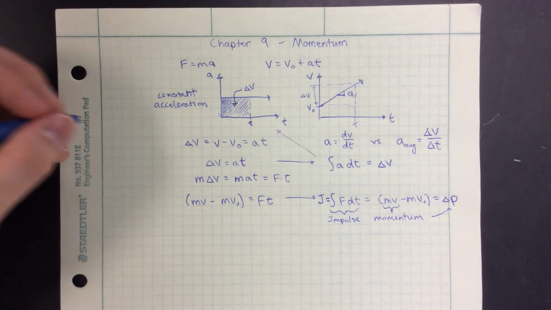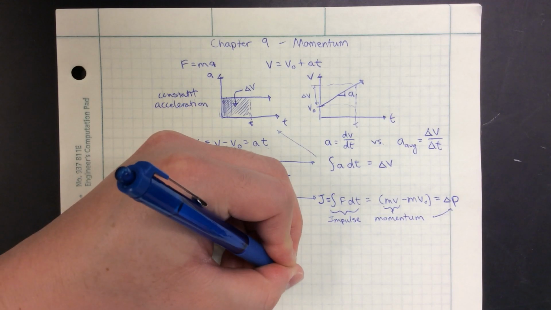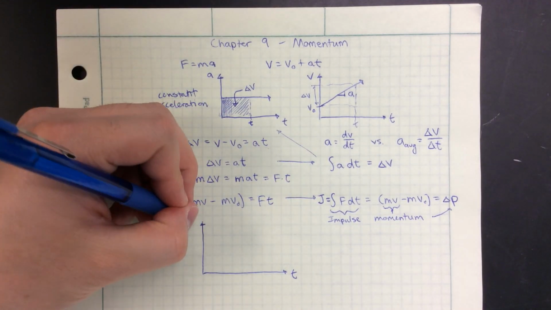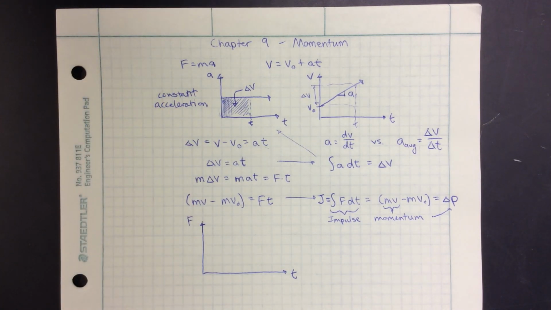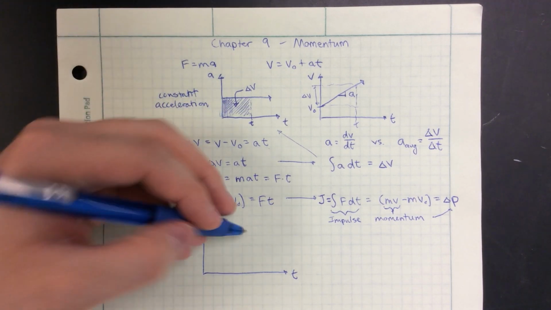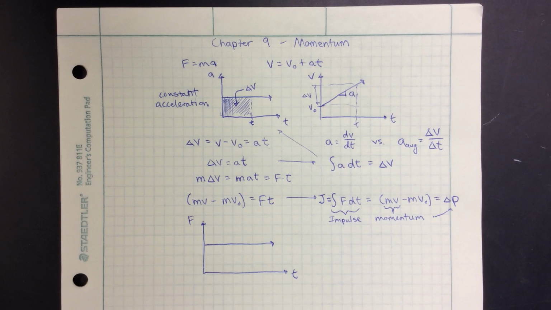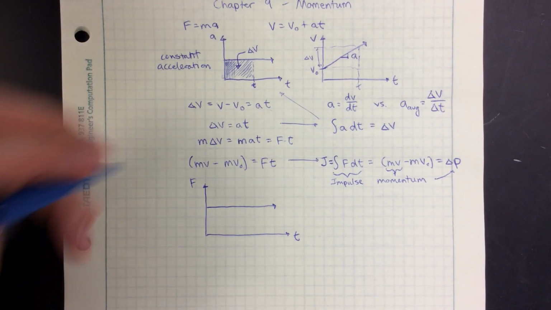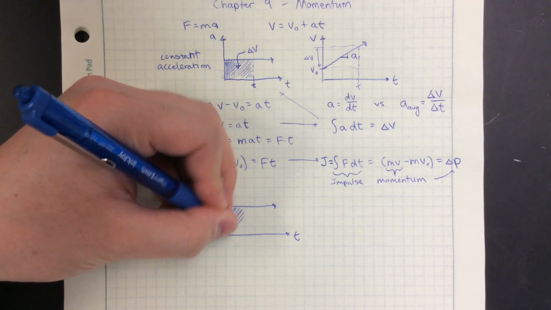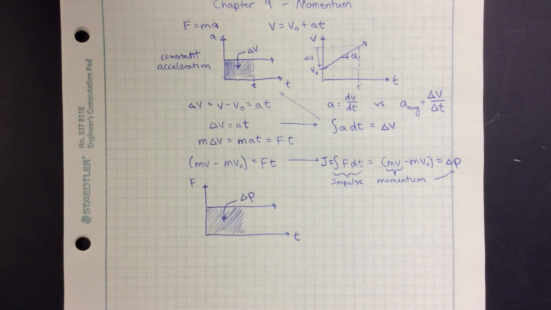So let's take a look at the graph of momentum. What kind of graph do we want? The function we're interested in is the force over time. Again, if we have a constant acceleration, we must have some sort of constant force. So we have a force versus time graph, and we have a constant force. Then the area under this graph is your change in momentum.